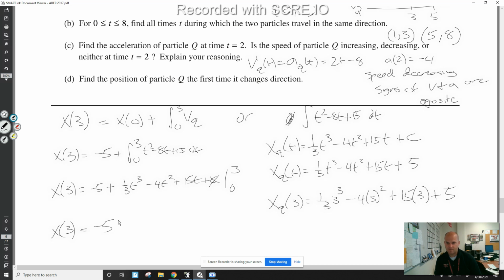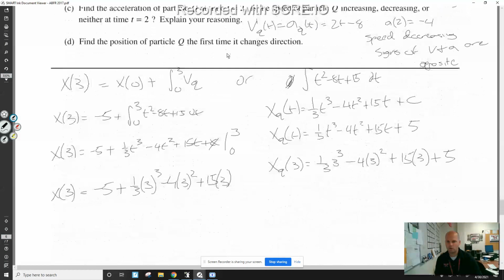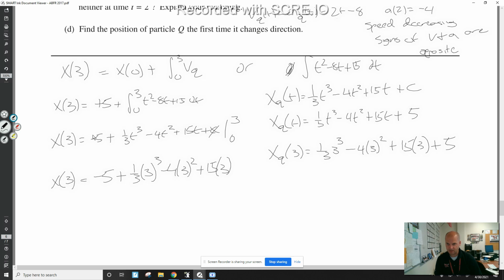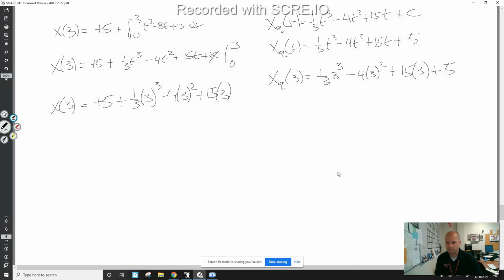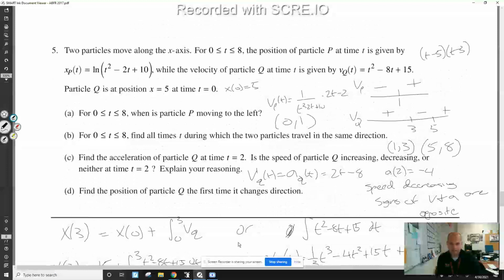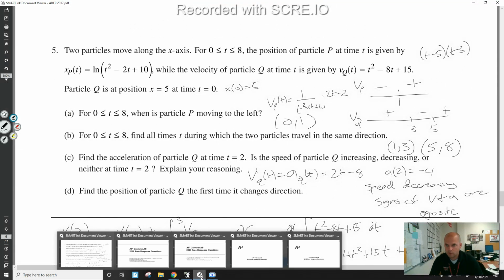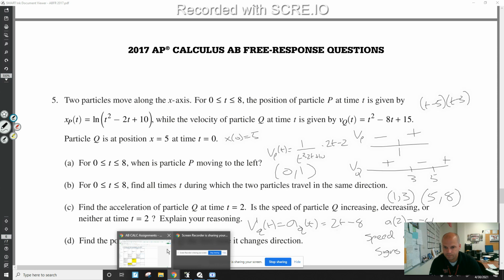You get 5 plus 1/3 times 3 cubed minus 4 times 3 squared plus 15 times 3. Was the initial position negative 5? Oh, it's regular 5. Sorry, this is a positive 5. Positive 5, positive 5. And look at that, you got the exact same answer, just two different ways. You either found C, or the whole initial position is taken into account with finding C here. You get the same answer. That's it. This is another easy question. Boy, straight line motion. Let's look at the scoring guidelines, 2017.